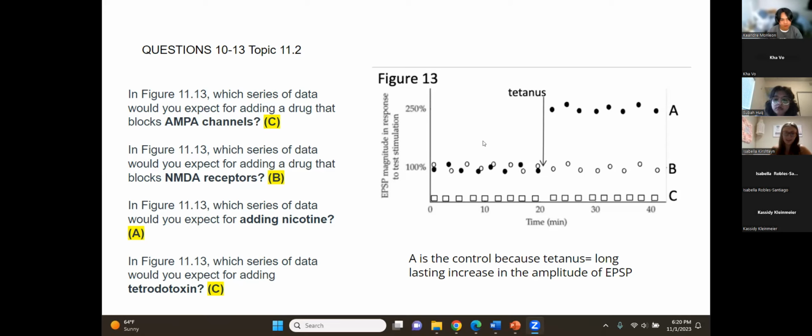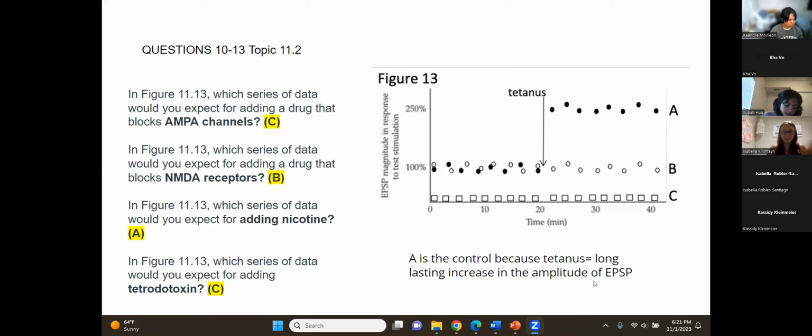And NMDA receptors essentially mediate long-term potentiation. Sorry, I'm getting a little sidetracked, but somebody asked why A was the control for tetanus. A is the control because tetanus is the long-lasting increase in amplitude of the EPSP.